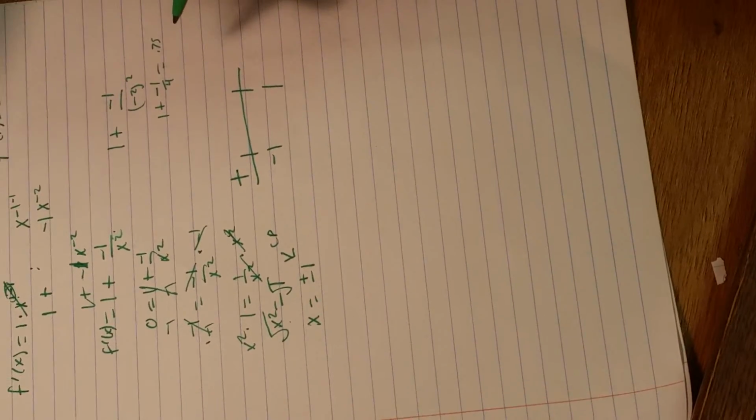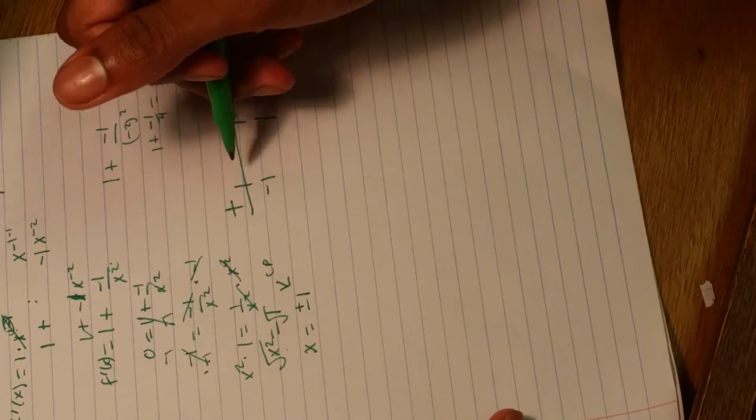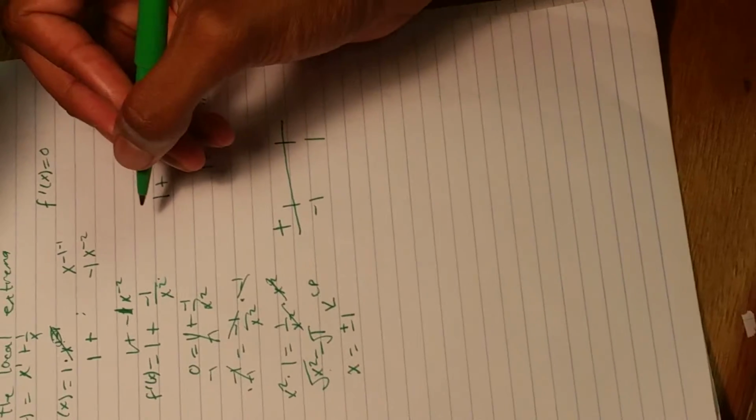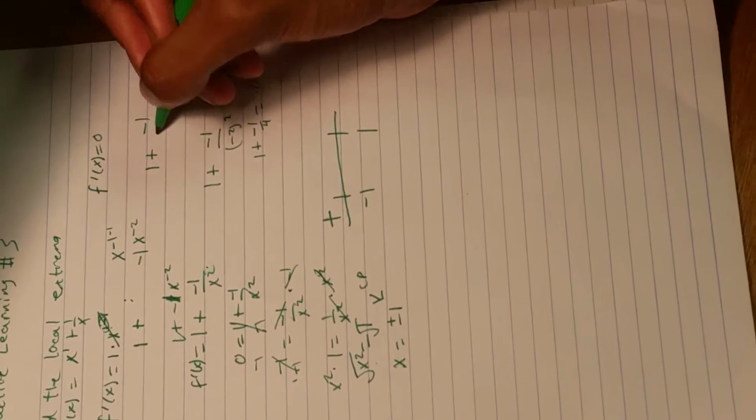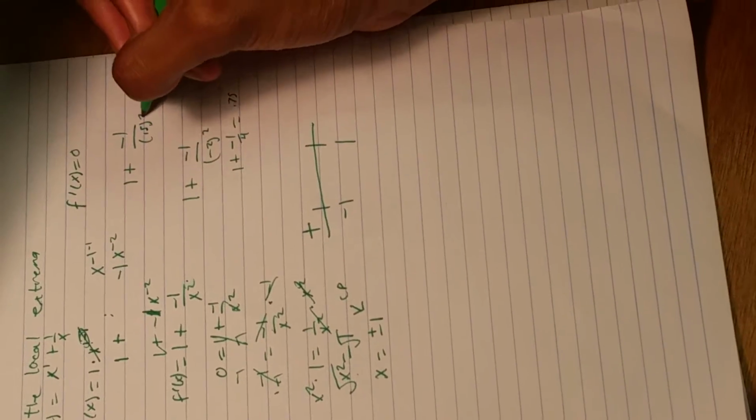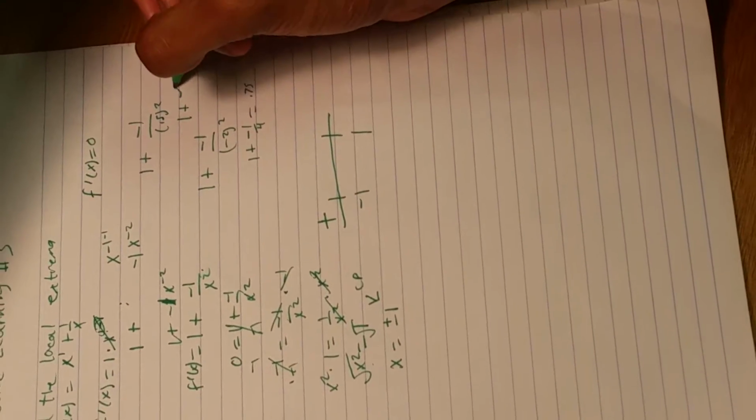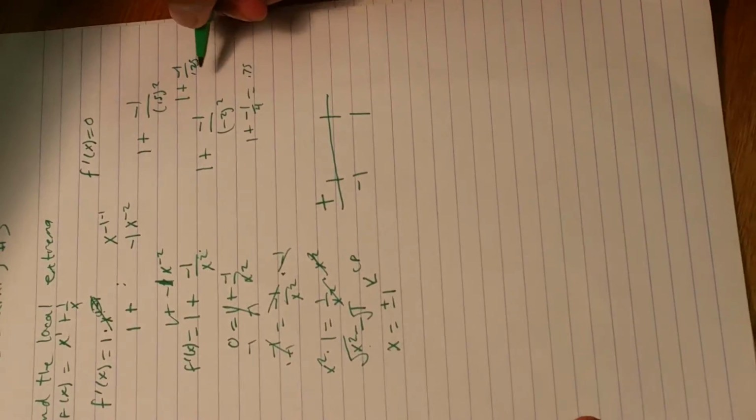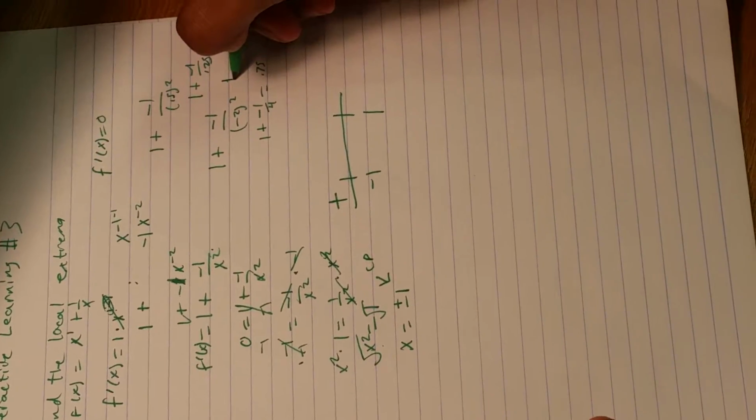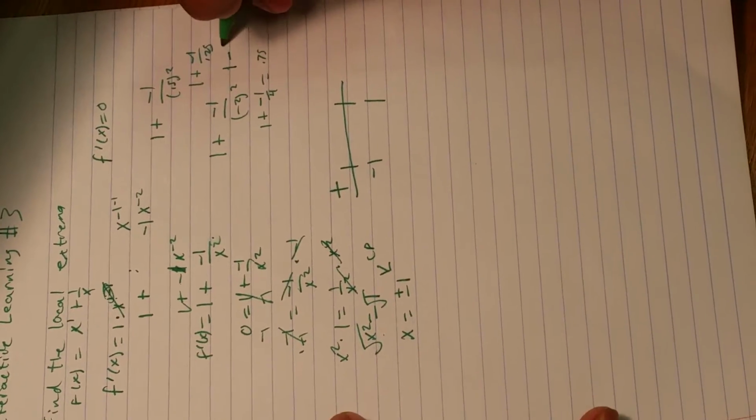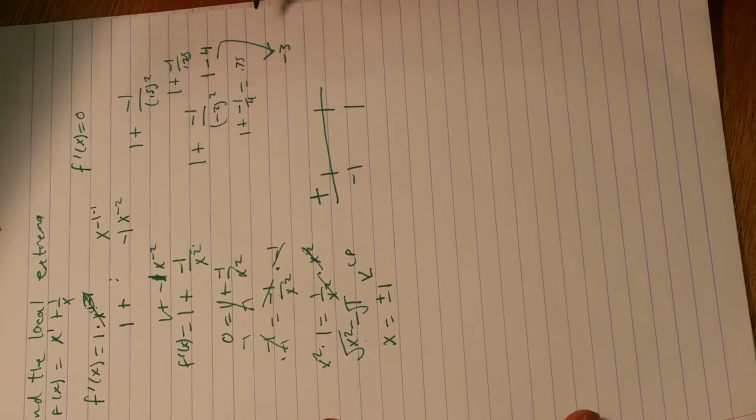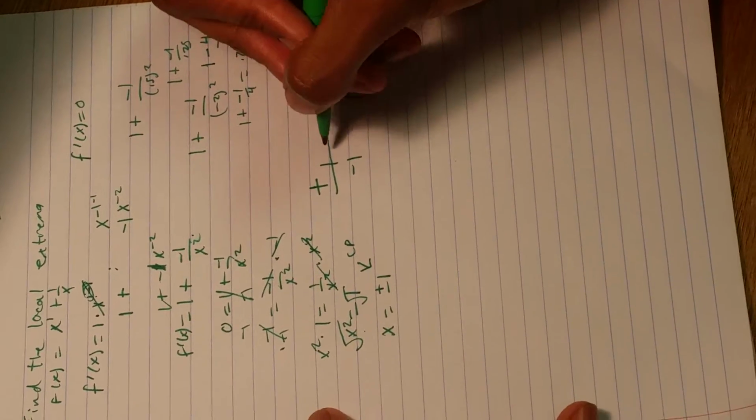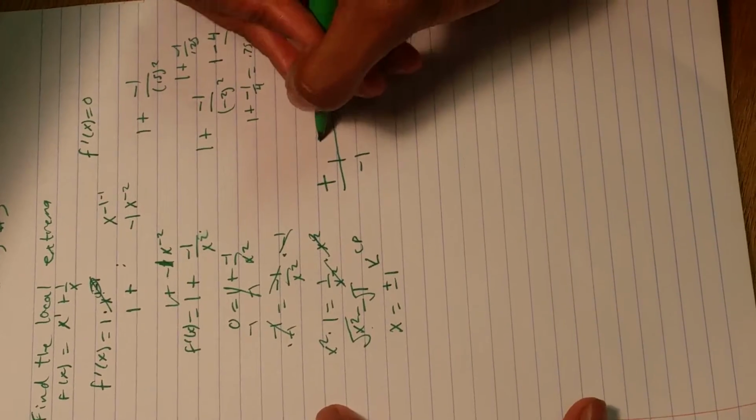Then we can take 0.5, which is between this range, and plug it into the f prime of x function. So it'll be 1 plus negative 1 over 0.5 squared, which equals 1 plus negative 1 over 0.25, which equals 1 minus 4. 1 minus 4 equals negative 3. So this area in between negative 1 and 1 is negative.